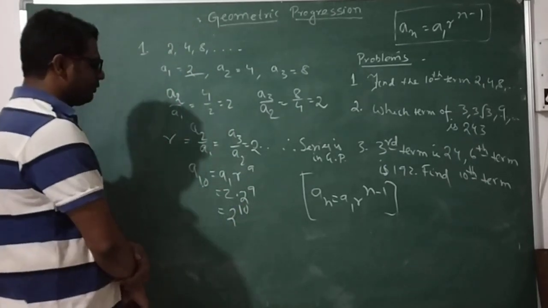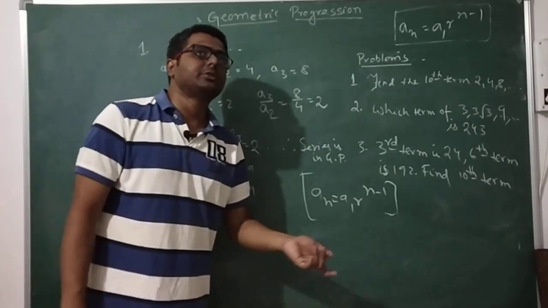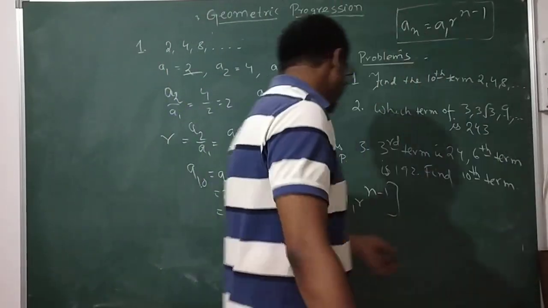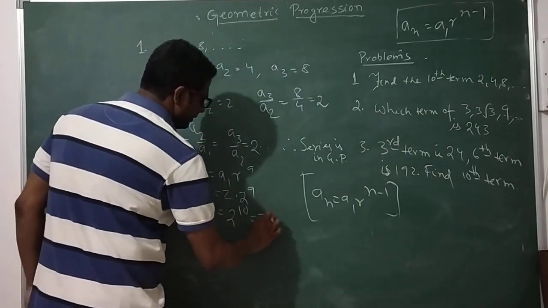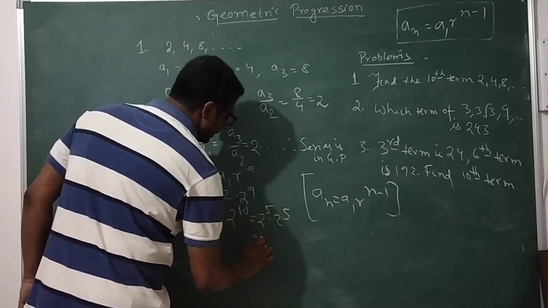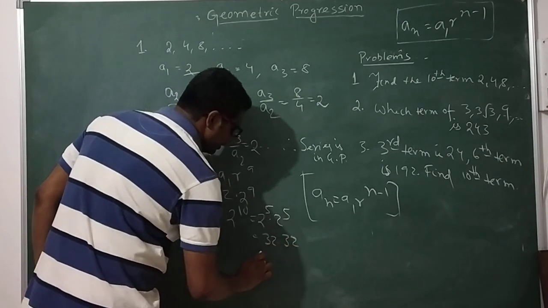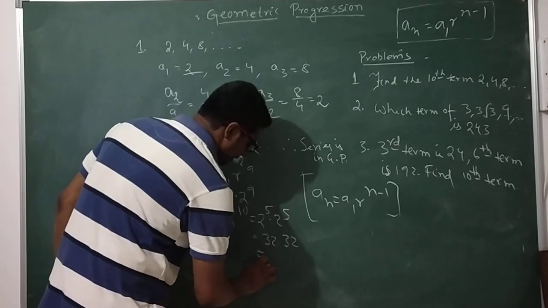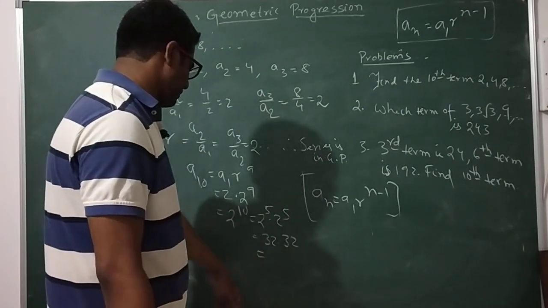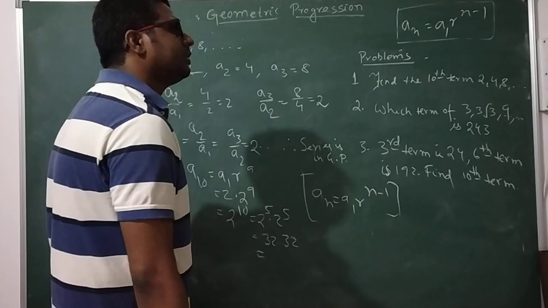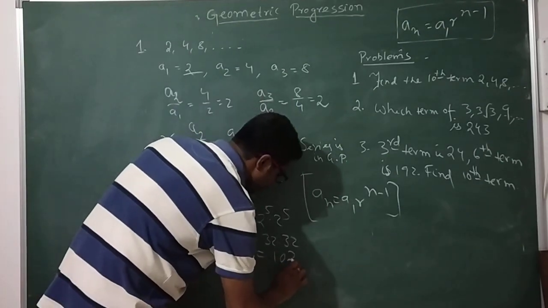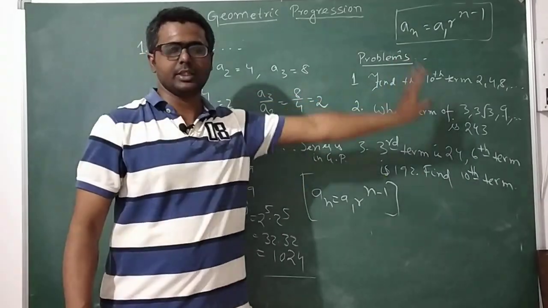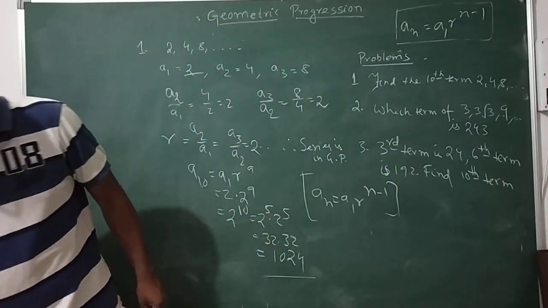And what is the value of 2 to the power 10? Now this is a big one, so let us go through it. 2 to the power 5 is 32, so I can write it as 2 to the power 5 into 2 to the power 5. So 32 into 32, this will be 1024, I guess. Yes, 1024. So this will be the 10th term of this series. Clear? Next we will go into another problem.